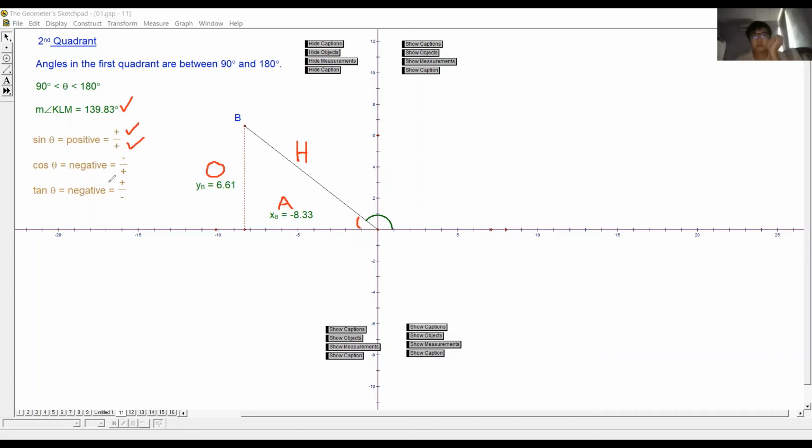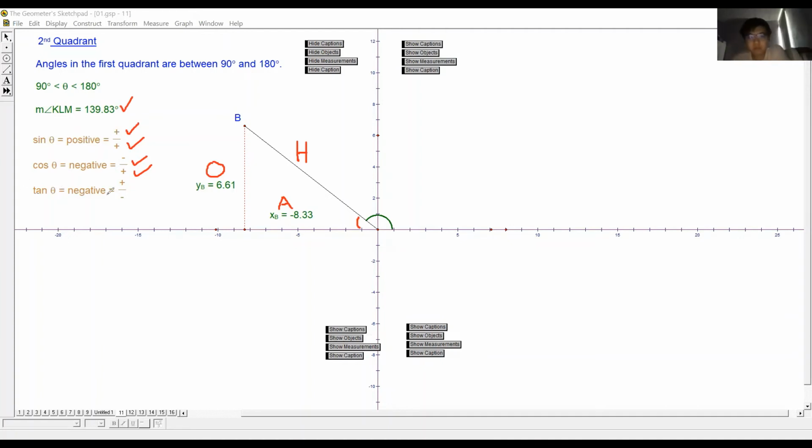Now, if you want to look at the cosine, cosine is adjacent over hypotenuse. You see here, the adjacent of this angle in the second quadrant is a negative number. Hypotenuse, always positive. So, as a result, negative divided by positive, the trigonometric ratio cosine theta in the second quadrant is a negative number.